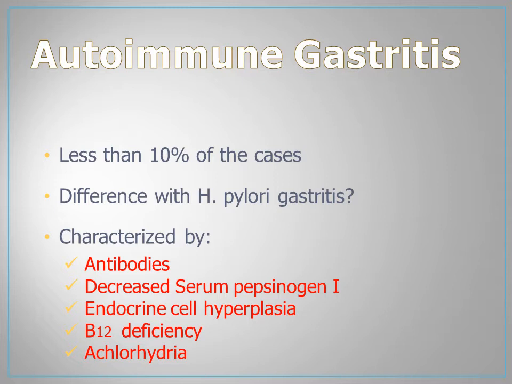A short essay question can be asked of about 2.5 marks: write, or enlist, the important characteristics of autoimmune gastritis. So just number them 1, 2, 3, 4, 5, and you can write these 5 lines.